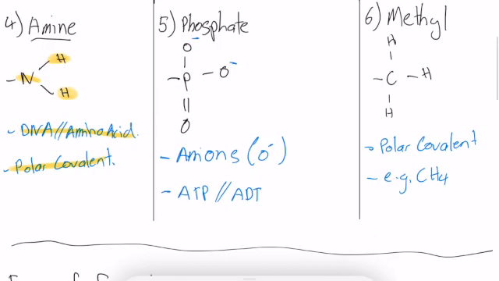Phosphate groups, seen in things like nucleic acid. A phosphate is bonded to three oxygens, one of which is double bonded. Notably, these oxygens here are anions, being negatively charged. Phosphate is seen also in things like our energy sources, so ATP or ADP.